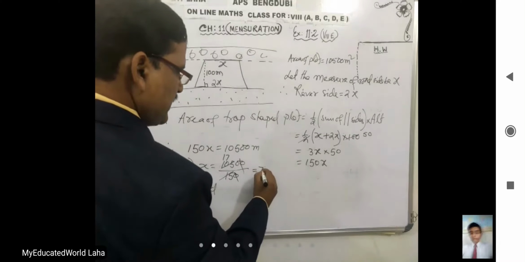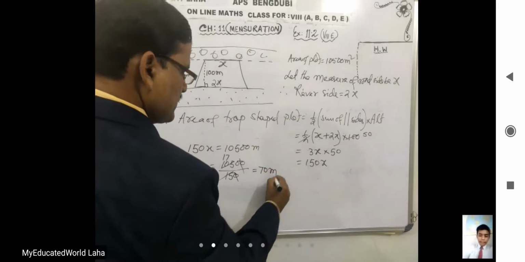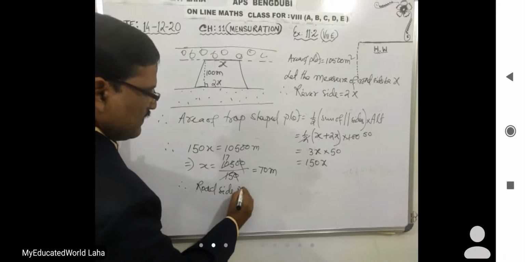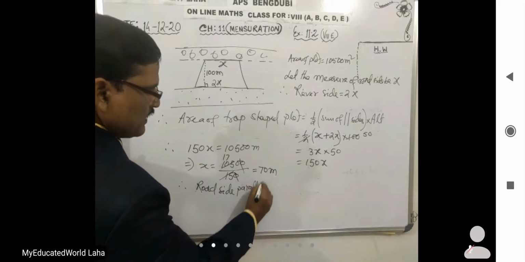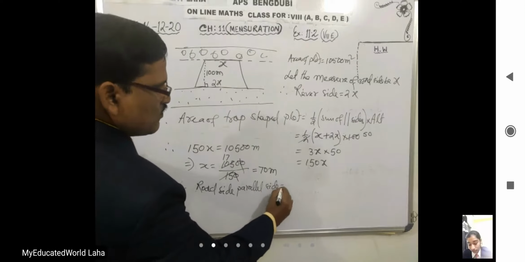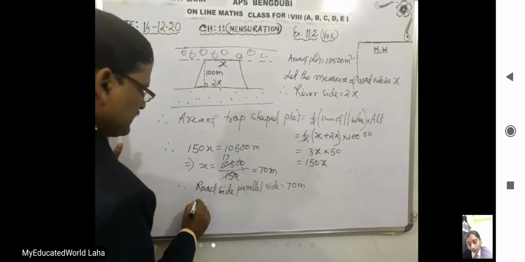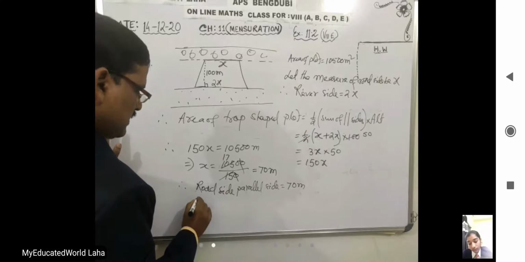So the road side parallel side equals 70 meter, and the river side parallel side is twice of it.